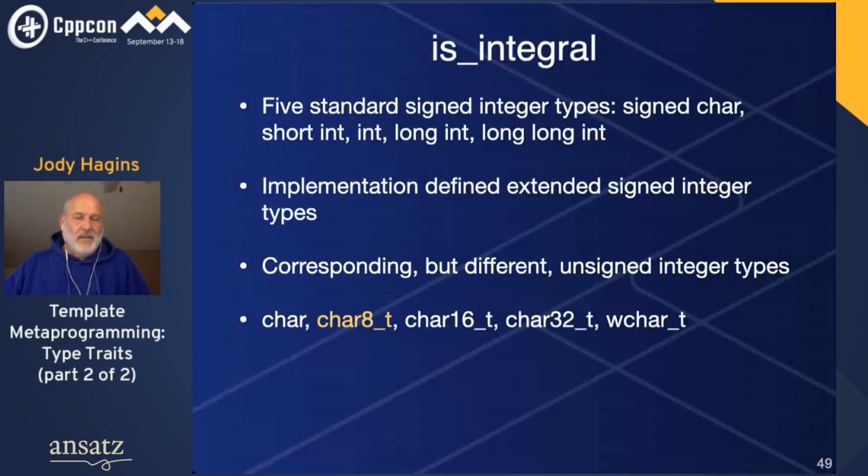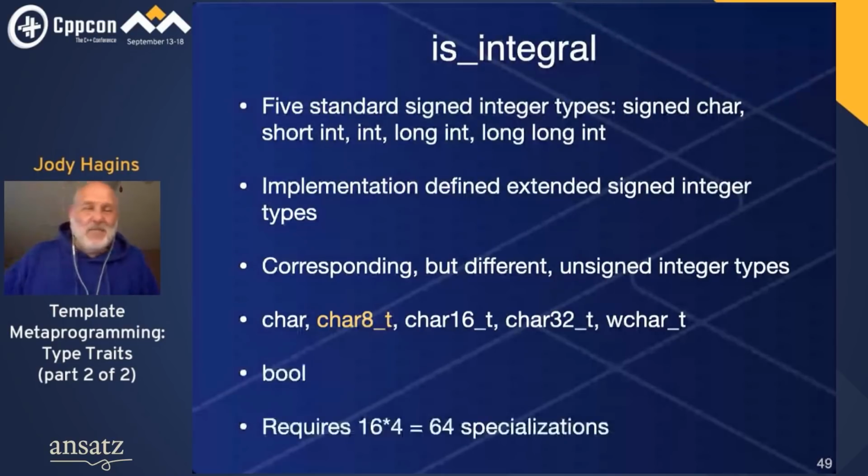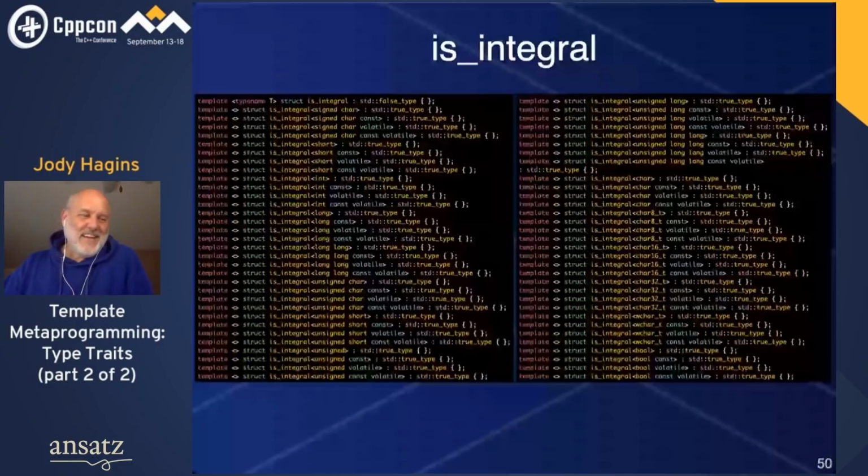So this is going to require 16 times 4 specializations, because there's the without const, volatile, and const volatile. We're going to have to specialize that for every one of them. So thank goodness for Vim macros. So Vim macros to the rescue, and there's our code right there. All nice and neat, and let's move on.